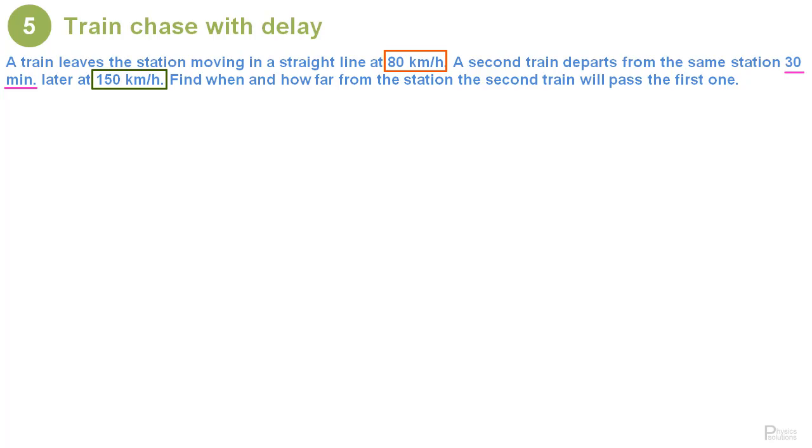So the second train is moving much faster than the first one, so at some point it will catch up and will pass the first train. The question is where this will happen.